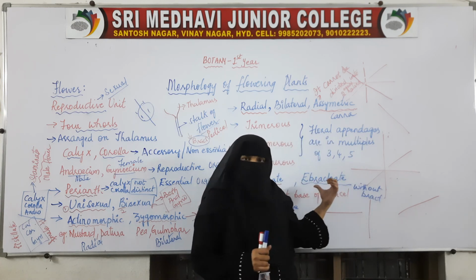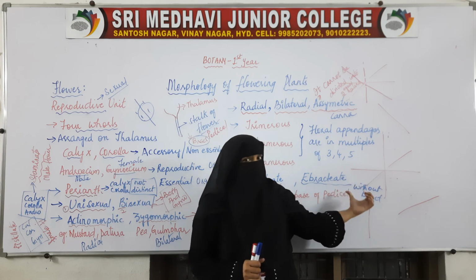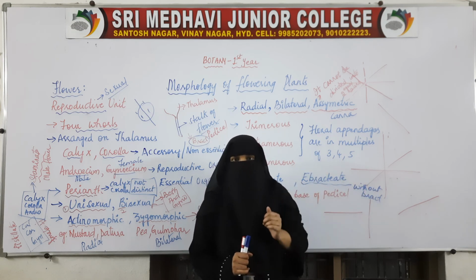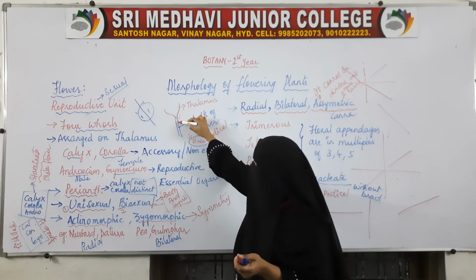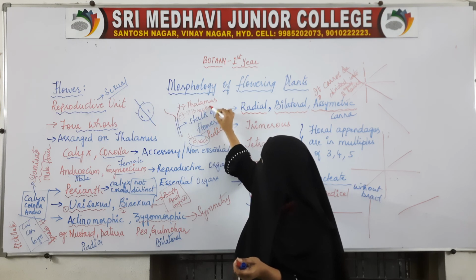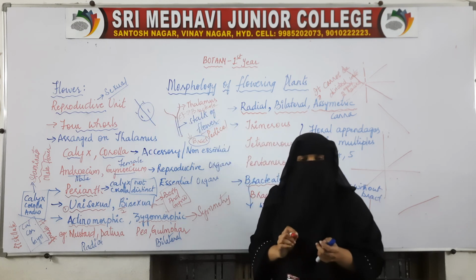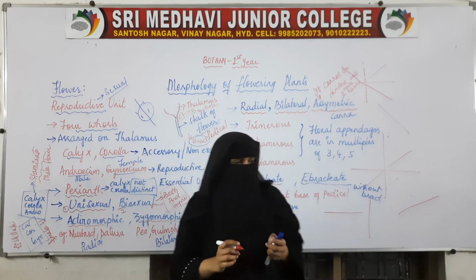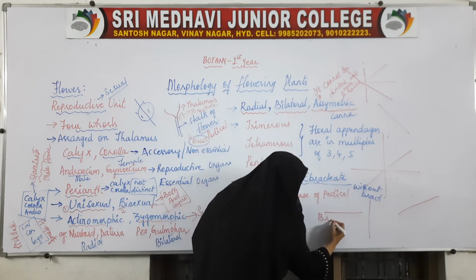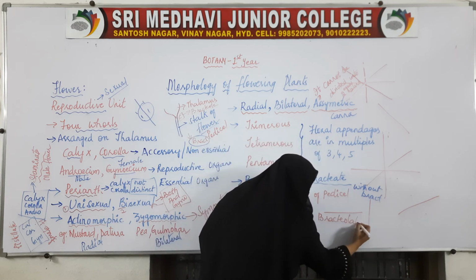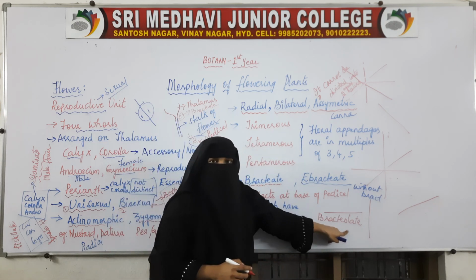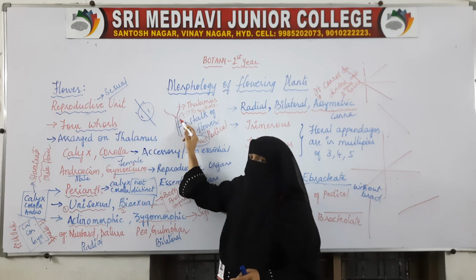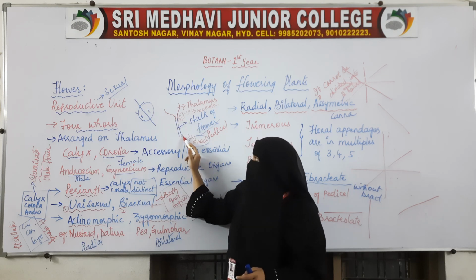If the flower has a bract, then it is bracteate. If the flower does not have a bract, then it is ebracteate. In a similar manner, here a small leaf-like structure will be present. This is called a bracteole. If the flower has a bracteole, then it is called what? A bracteolate flower. This is bracteate. This is bracteolate.